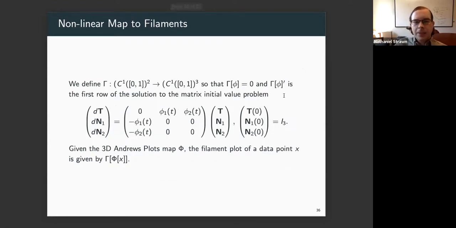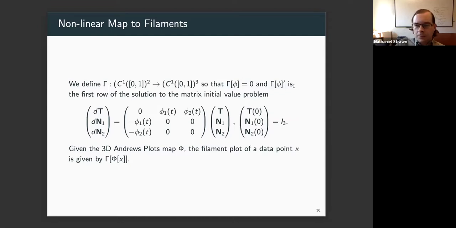So basically, we just integrate this, and here's the map. We're going to define a nonlinear map from C1 squared to C1 cubed, so from 2D C1 functions to 3D C1 functions. So that gamma phi of t is 0, that is, gamma phi of 0 is 0.